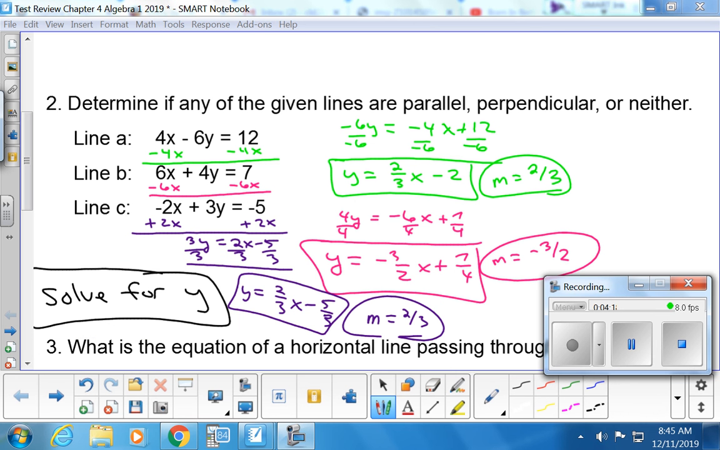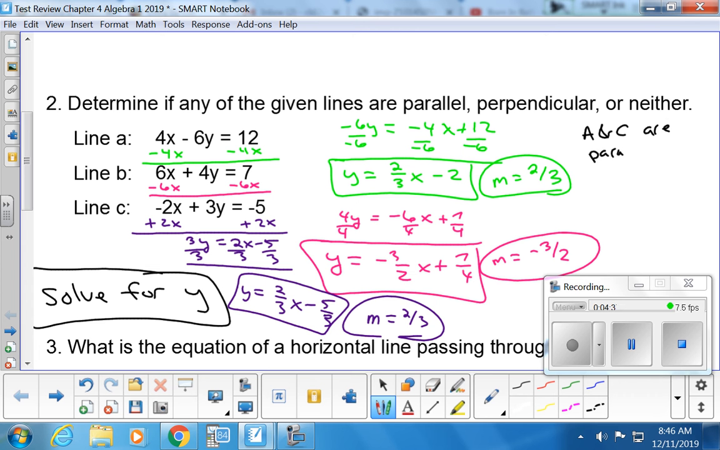So we just chatted, we circled our slopes for A, B, and C, and we're going to come up with a statement summarizing this all. I would say A and C are parallel to each other and perpendicular to line B. Does that make sense? A and C are parallel to each other and perpendicular to line B.